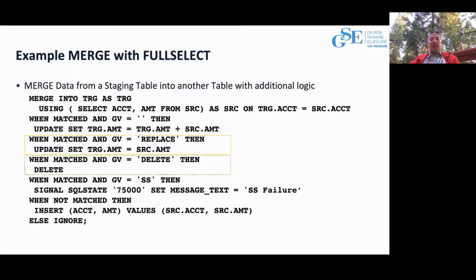And if the global variable happens to be delete, I'm going to delete that record. If the global variable happens to be signal state, I'm going to issue some sort of failure message. And if it's not matched, then I'm going to do an insert. And then the final clause that's allowed in the extended merge here is the ignore clause. The ignore clause basically allows you to say, well, it didn't match, and I'm just going to leave that record alone, or leave that value alone. I'm not going to process it.